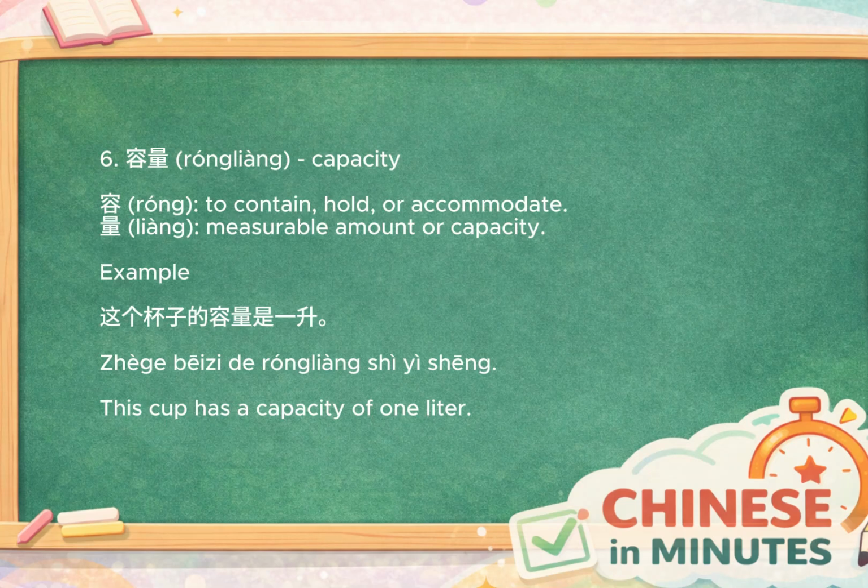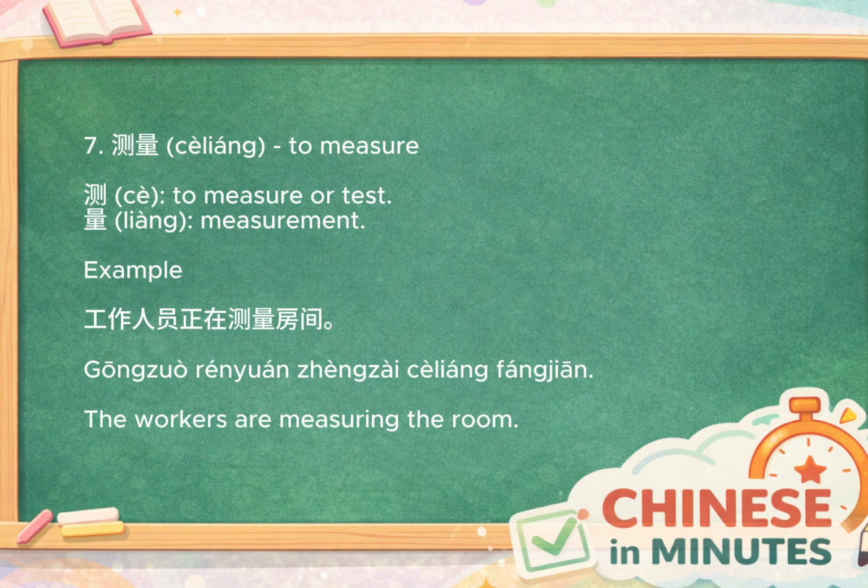Our next word is 测量, which means to measure. The character 测 means to measure or to test, while liàng refers to measurement. Together, they simply mean to carry out a measurement. This word is commonly used when measuring length, height, weight, temperature, or the size of a room. For example, 工作人员正在测量房间。The workers are measuring the room. If you're talking about checking or measuring something accurately, 测量 is the natural choice.